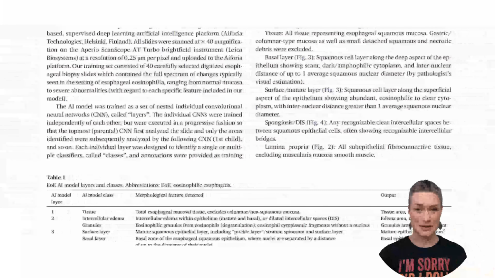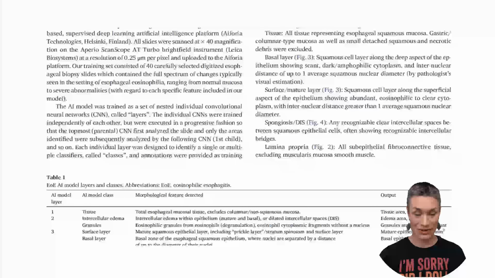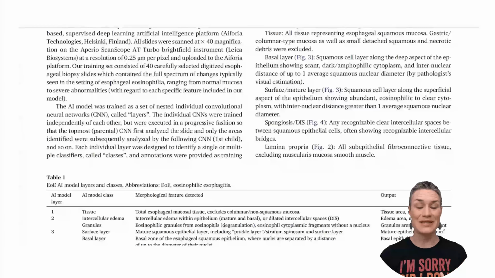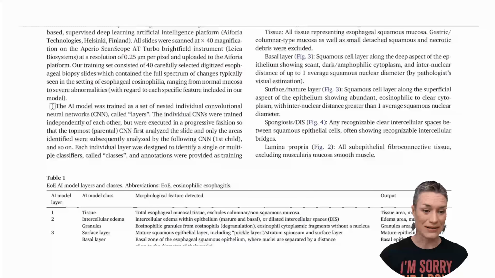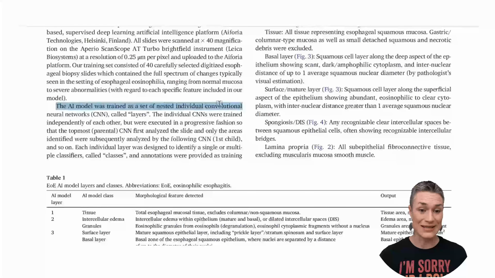I love the way they describe how the AI model was trained, because it super nicely describes how Aiforia platform works and how it's actually pretty useful to design those supervised model for pathology. So here the AI model was trained as a set of nested individual convolutional neural networks called layers. This is how it's called in Aiforia.